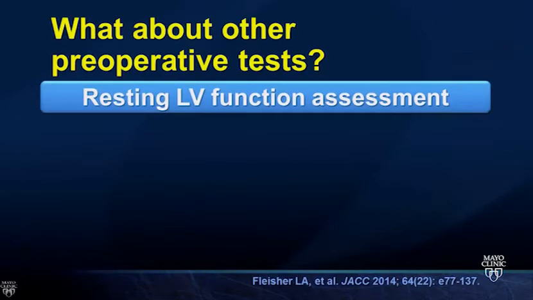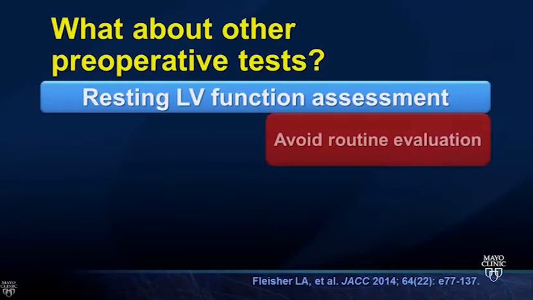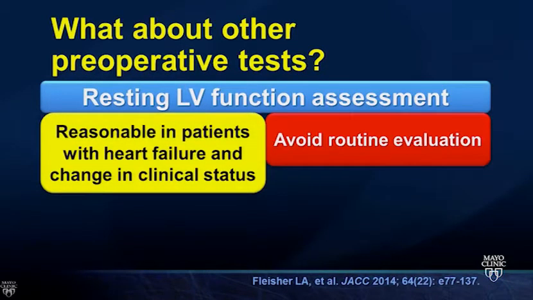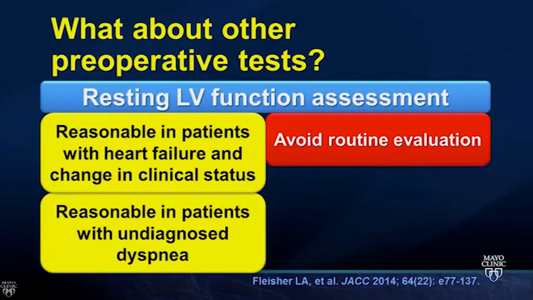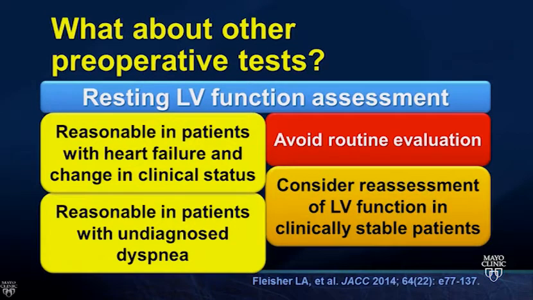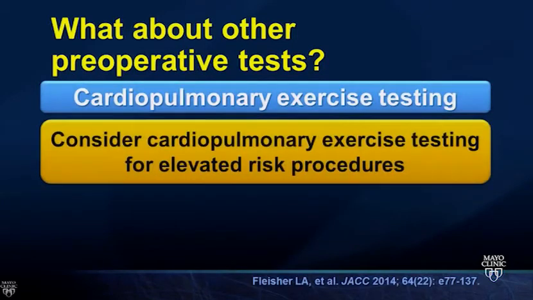Resting LV function assessment, typically done with resting transthoracic echocardiography. Again, you want to avoid doing it routinely, but it is reasonable in patients with heart failure, particularly if there is a change in their clinical status. It is reasonable in patients with undiagnosed dyspnea, and you could consider reassessment of LV function in patients that have had difficulties with heart failure previously, but are now clinically stable. Cardiopulmonary exercise testing can be considered for elevated risk procedures. I think this is particularly helpful if you're trying to sort out exactly where a patient's functional status may fall.